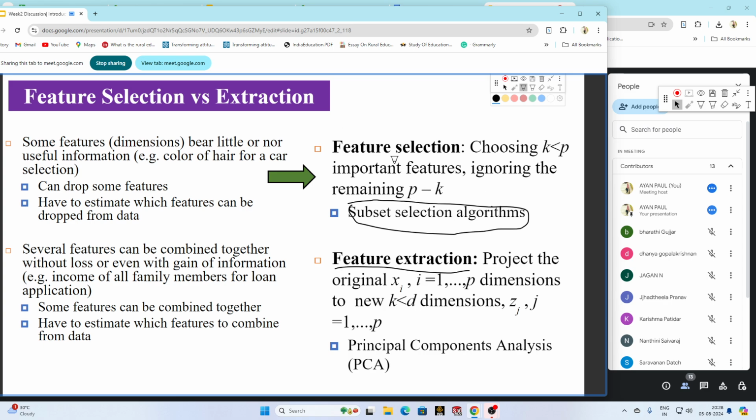Sir, in simple words, we can say feature extraction means we are going to merge the correlated features. Merge, that is feature extraction. Selection means we are simply dropping a feature. Yes.